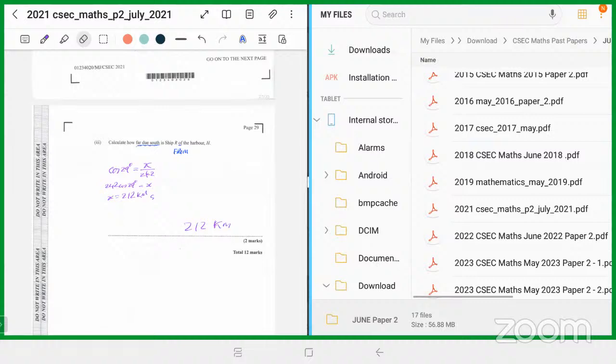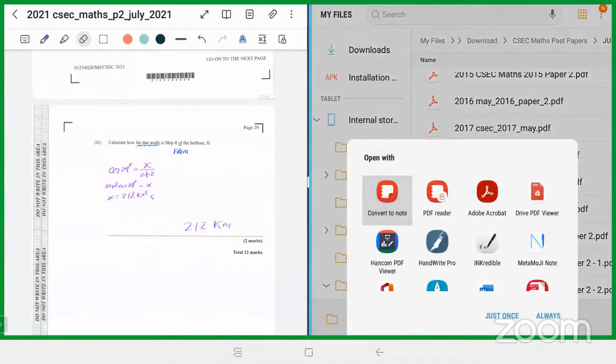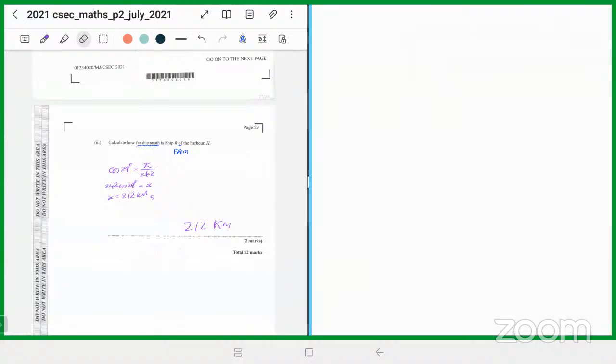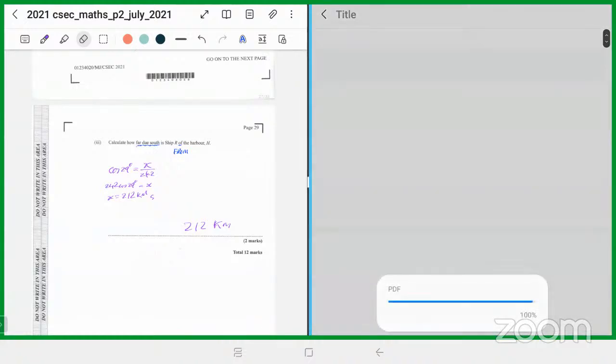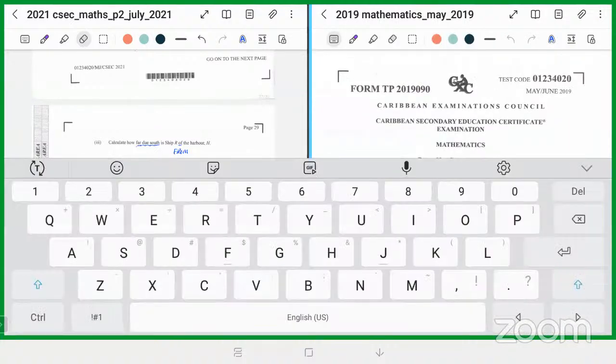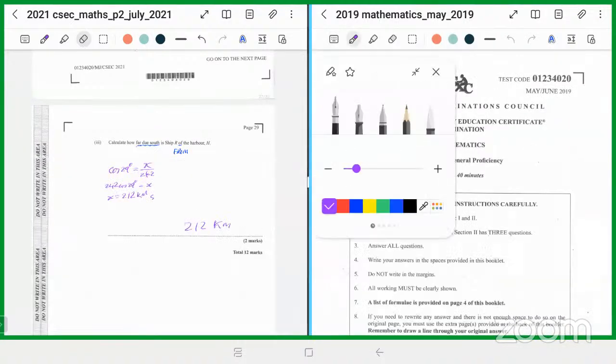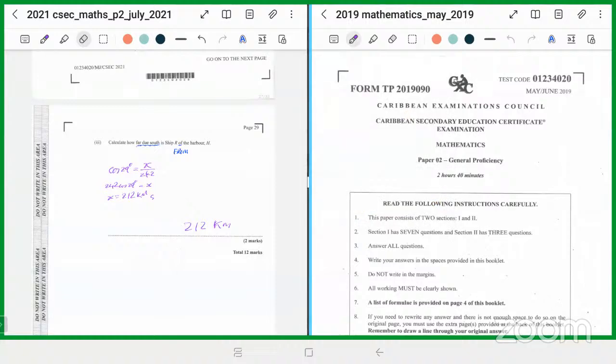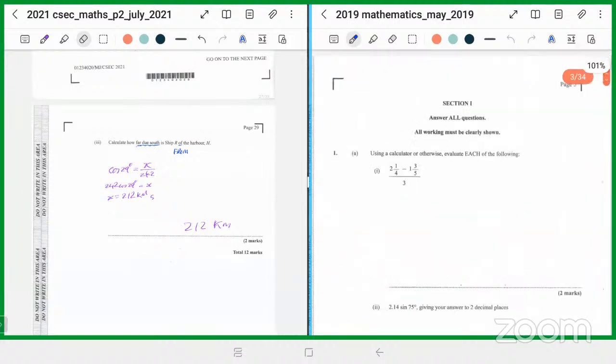So I'll look at the June 2019. We can practice some more tomorrow. More maths equals better maths every time. So we have to practice a lot. So let's look at 2019.